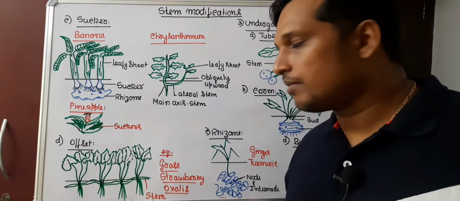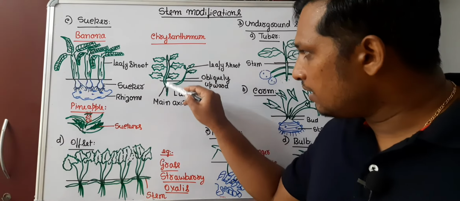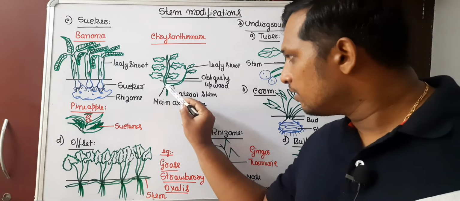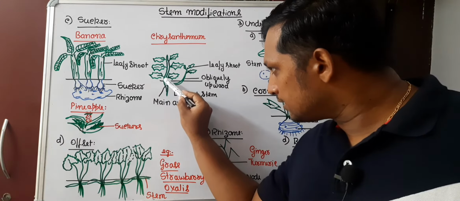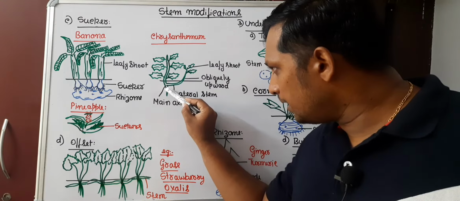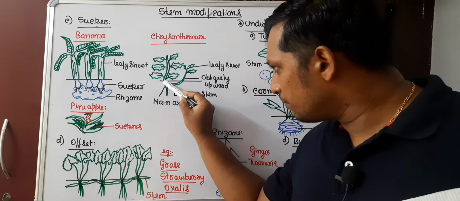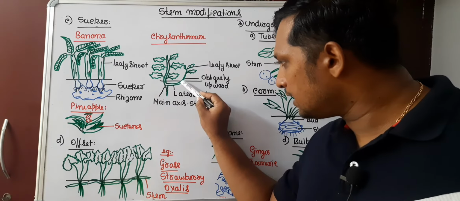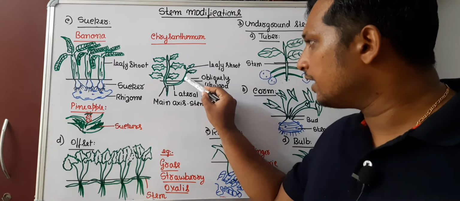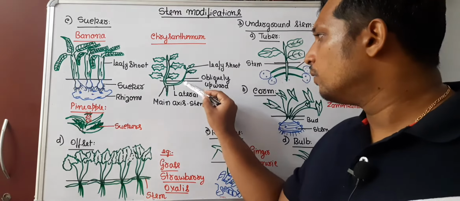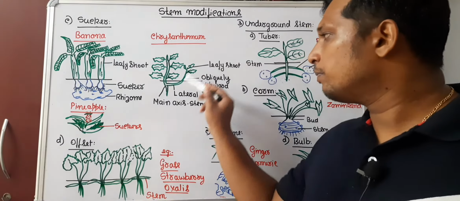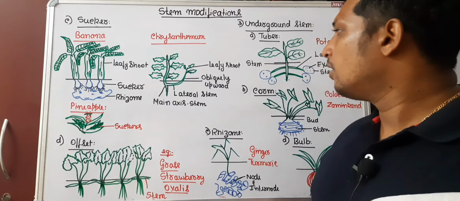Whereas in chrysanthemum, there will be a main plant containing a main axis, which is a stem. Lower part, this is on the surface of the soil, just below the soil, there will be presence of a main stem. From the main stem, a lateral stem will grow, and this stem, after going horizontally, comes above the soil. Wherever they come above the soil, they develop into a new leafy shoot. They obliquely grow upward and produce a leafy shoot.